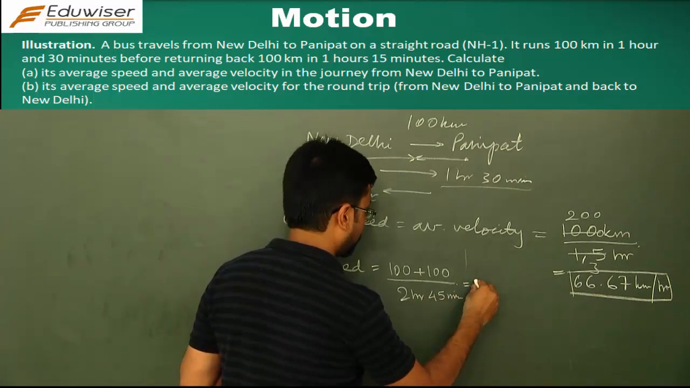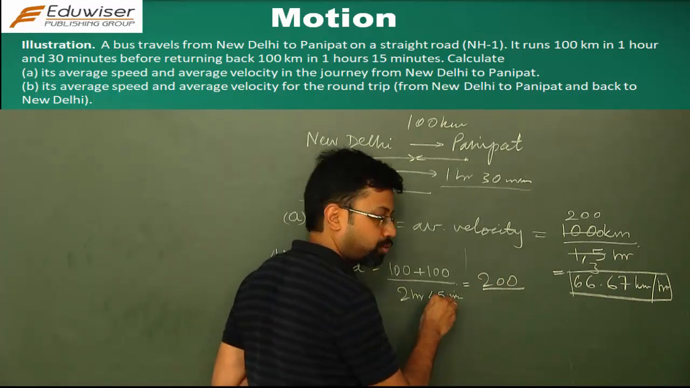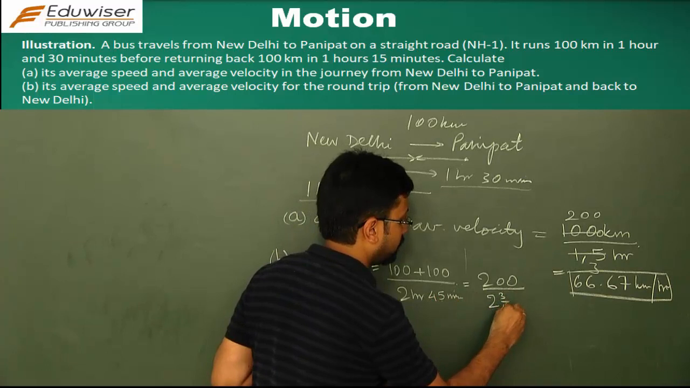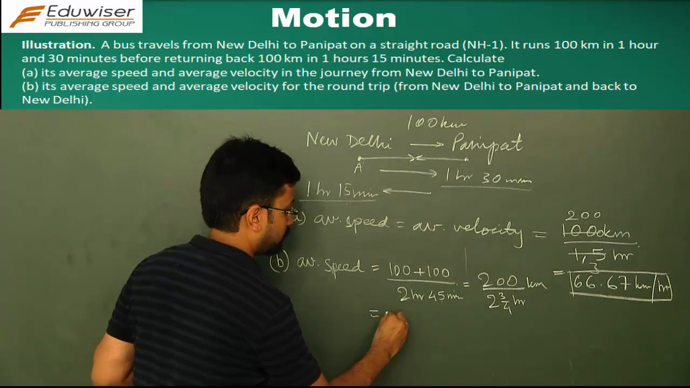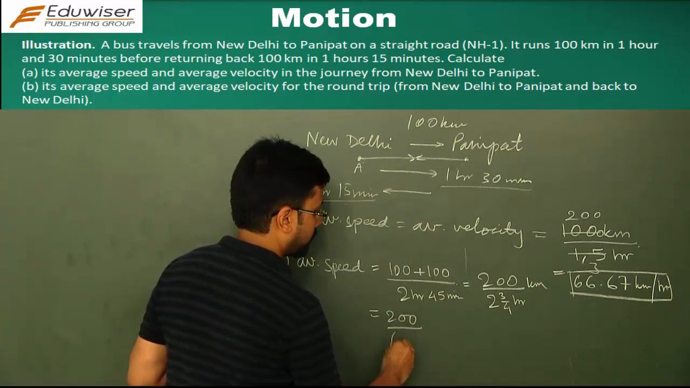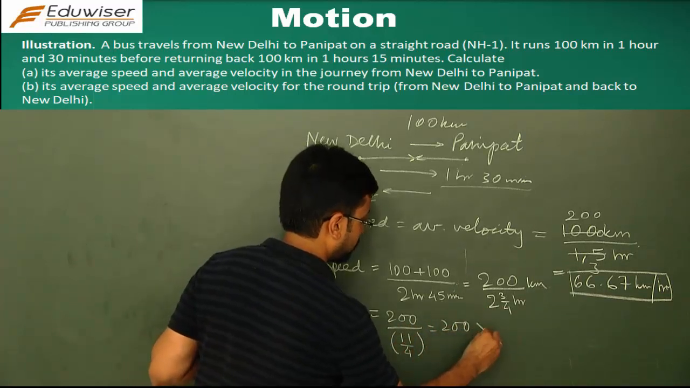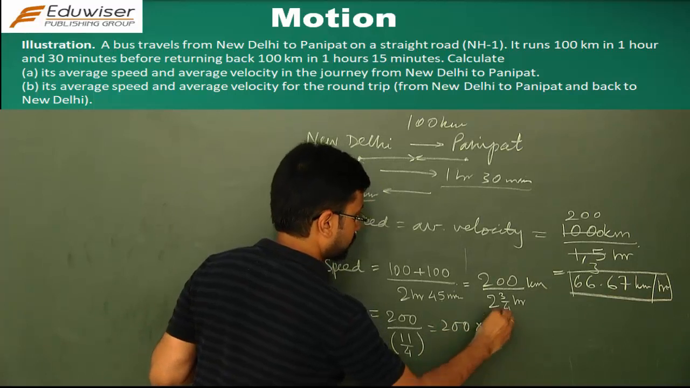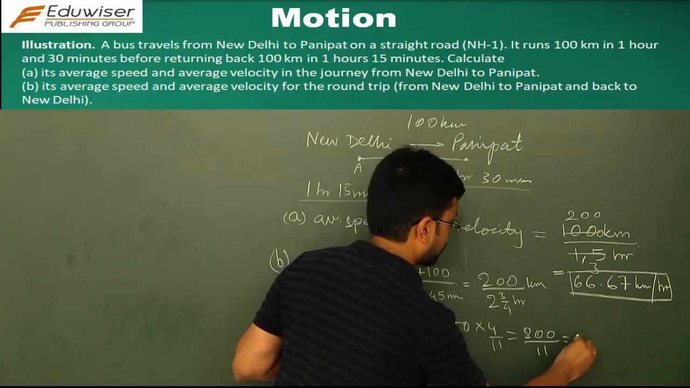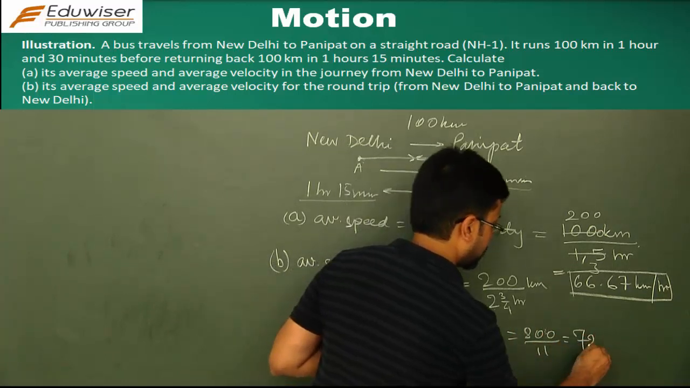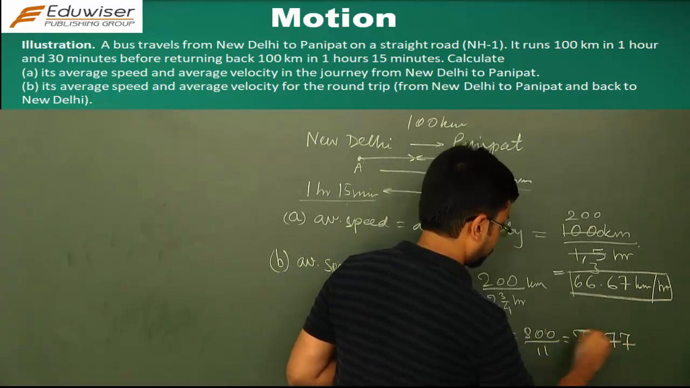So the numerical value is going to be 200. 2 hours and 45 minutes is 11 by 4 hours, and this is kilometers. What do you get? You get 200 divided by 11 by 4, that's 200 into 4 by 11, it's 800 by 11, that's going to come out to be 72.7, isn't it?